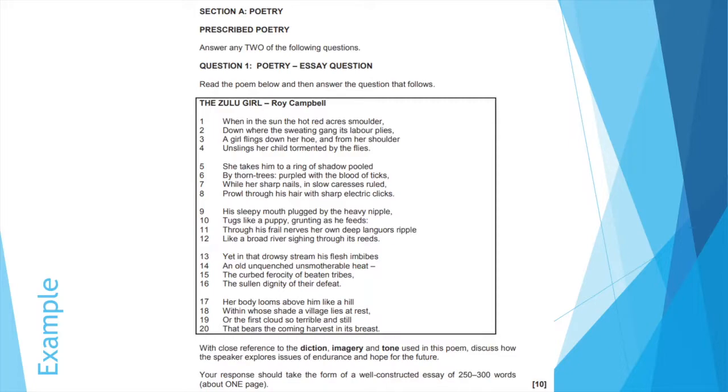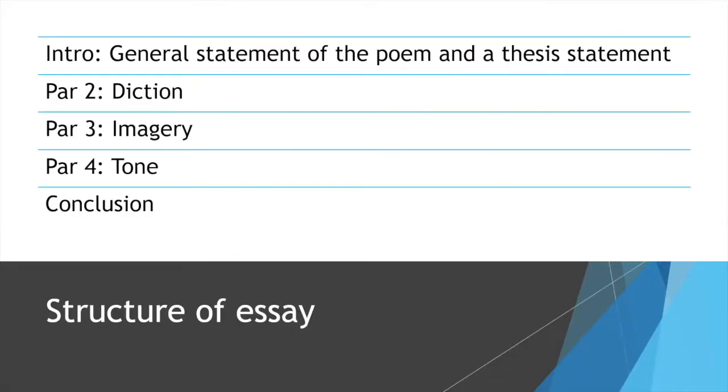Now let's have a look at how to get this done. Now, just like a lit essay, you have to have a clear layout of your essay. Firstly, you're going to start with an introduction that includes a general statement and a thesis statement. Paragraph 2, 3, and 4 are the body of your essay. You're going to discuss each of the elements in the order that they were mentioned in the previous slide and question. Paragraph 2 is going to be about diction. Paragraph 3, the imagery used. And paragraph 4, I'm going to discuss the tone. I'm going to end my essay with a well-structured conclusion.